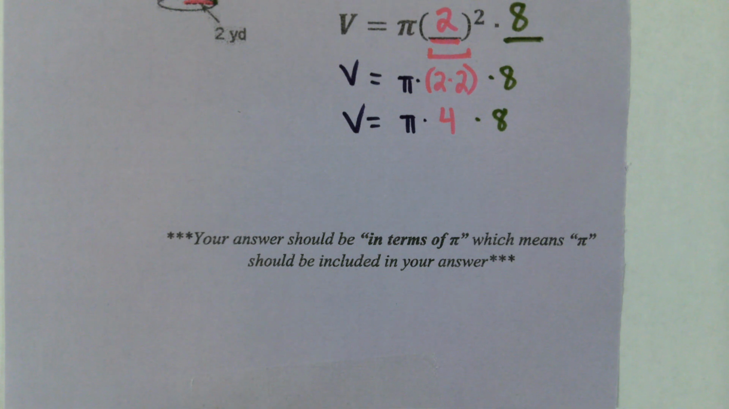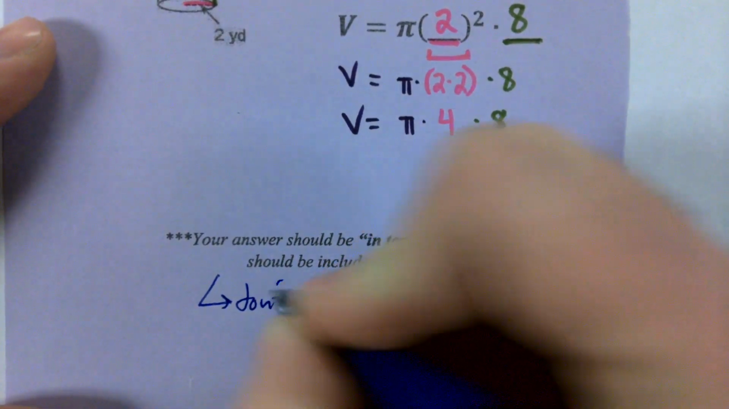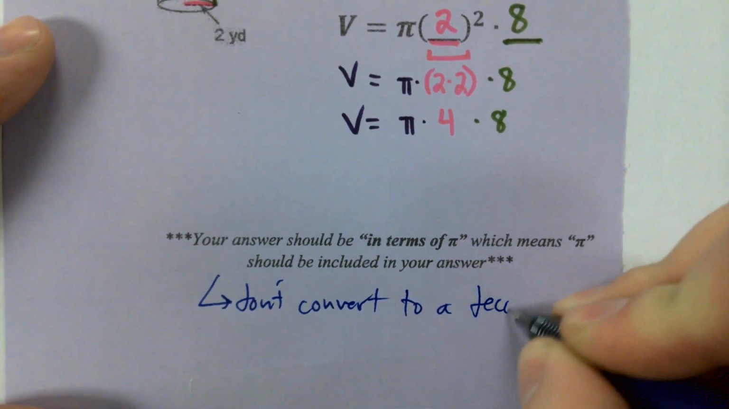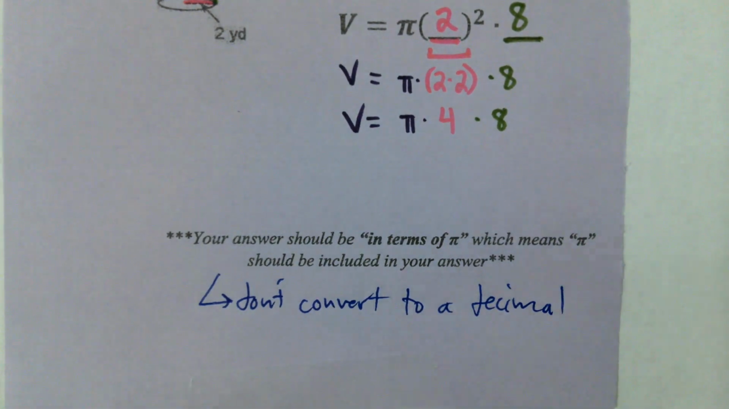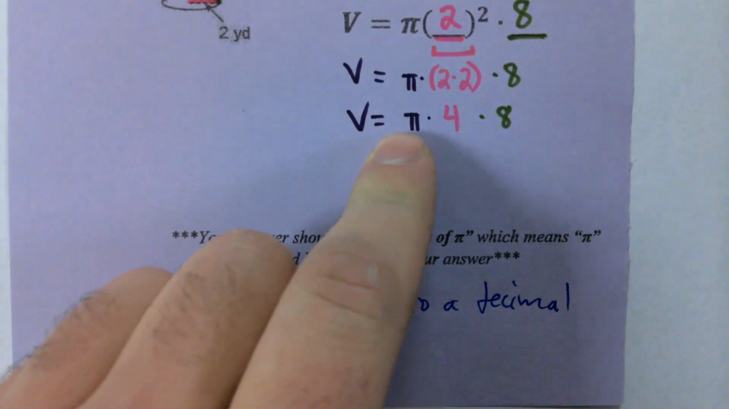Beautiful. Thank you. So you're going to hear this phrase a couple times over the next week: write your answer "in terms of pi." What that basically means is don't convert it to a decimal. That's all it means. It means that your answer should have the letter pi in it. So if we're going to leave pi alone, we're not going to turn pi into 3.14.